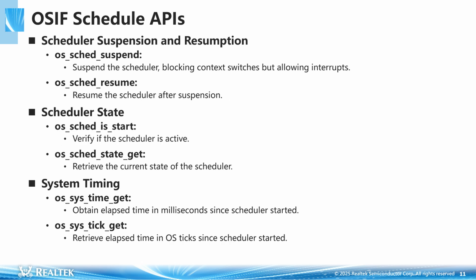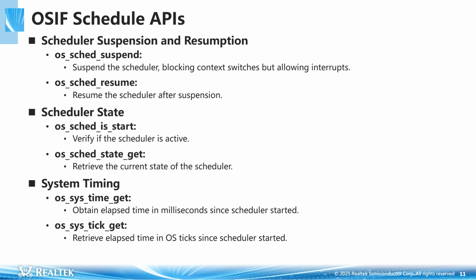For scheduler suspension and resumption, we have OS Sched Suspend and OS Sched Resume. The suspend function blocks context switches but still allows interrupts, while the resume function restarts normal scheduling operations. To check the scheduler's state, you can use OS Sched Is Start to verify if the scheduler is active, and OS Sched State Get to retrieve its current state.